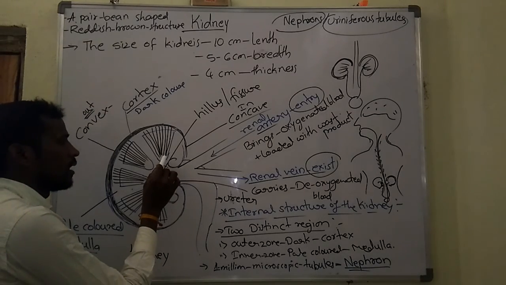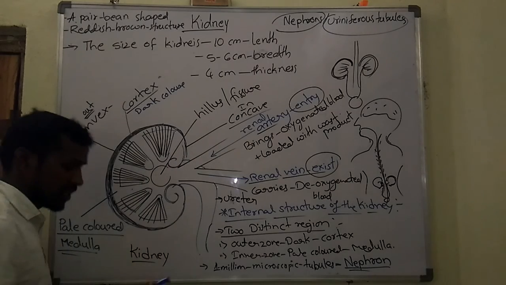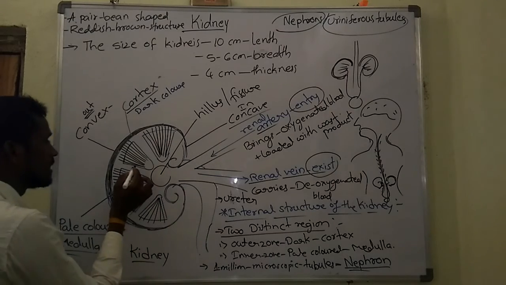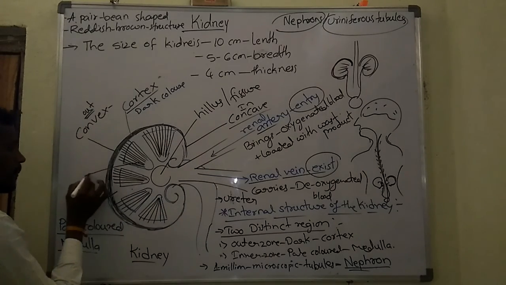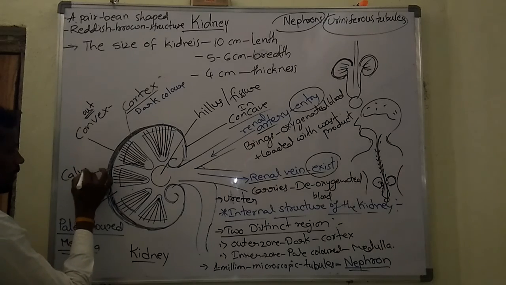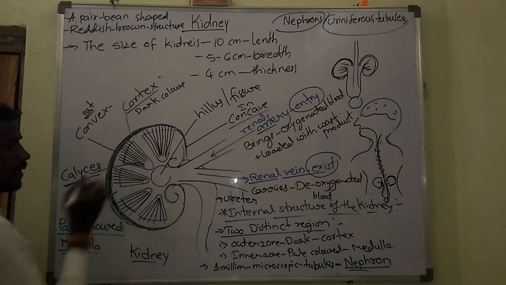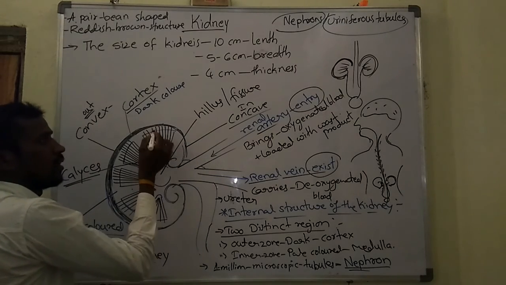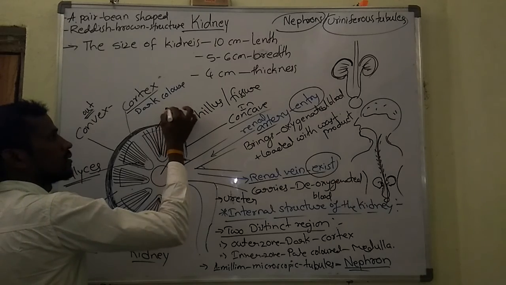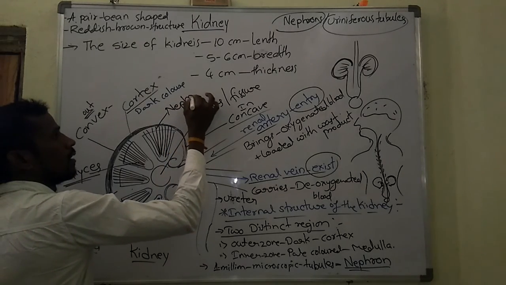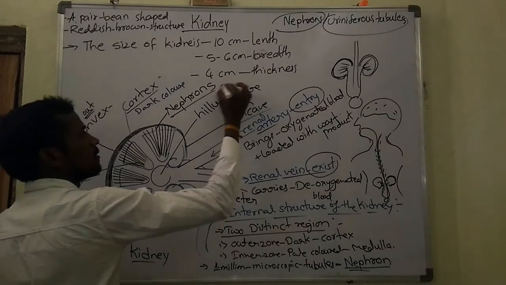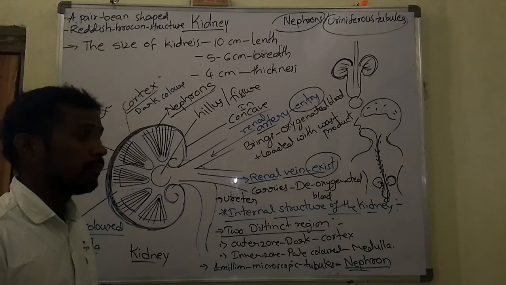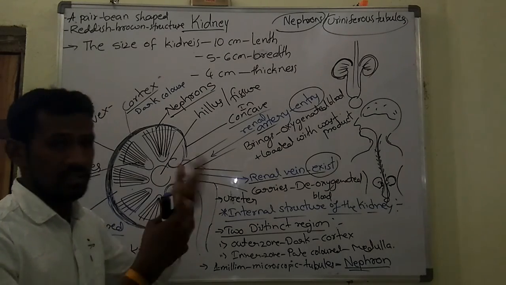Here, look at the cup shaped structures on the inner side. These are the calyces. Cup shaped like that, these are calyces. Now we will discuss nephron formation and functional units in the next class.